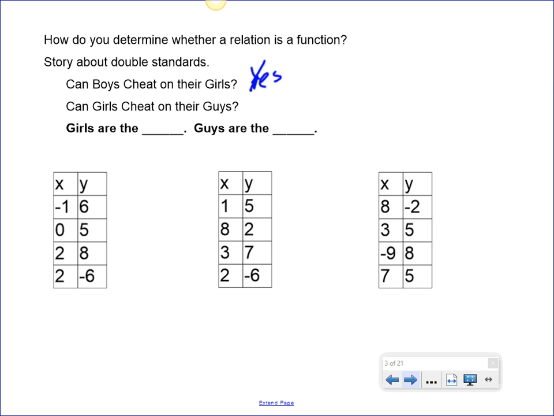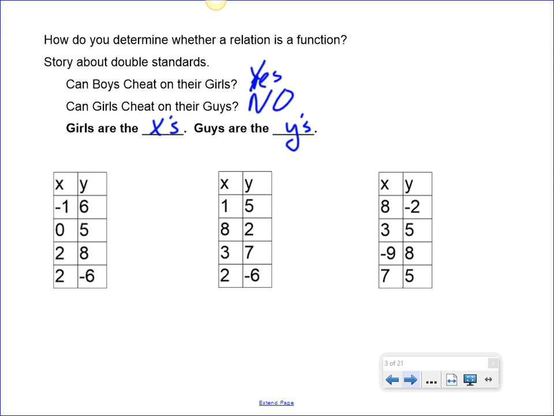However, if we look at it on the flip side, if a girl is in a relationship with a guy and she decides to cheat, I can already hear the names that you're saying. Hopefully you didn't say them out loud, but those girls are not thought of very kindly. So can girls cheat on their guys? The answer is a resounding no. So we are going to look at the girls in these functions as the x's and the guys in these t-charts as our y's. So girls are the x's, guys are the y's.